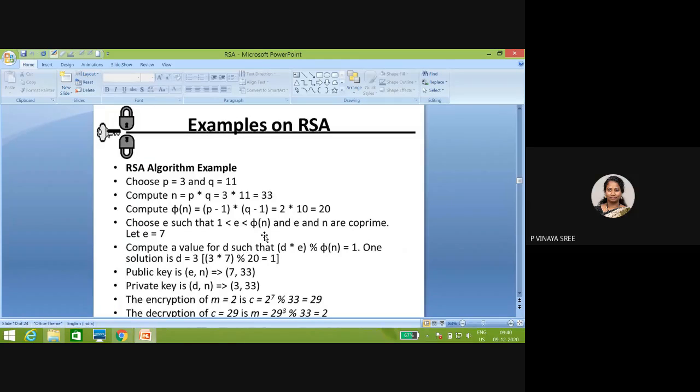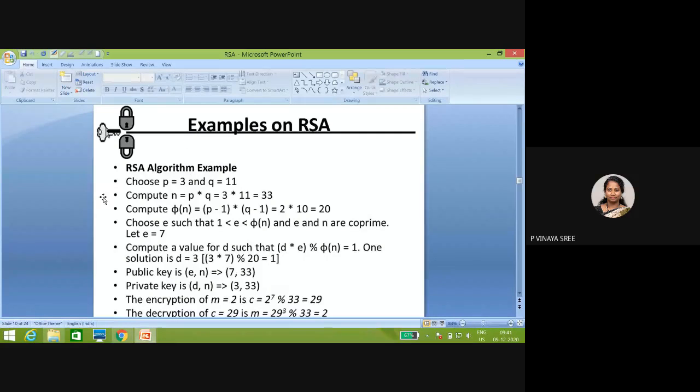Now let me start with an example. I'm selecting two prime numbers: one is 3 and the other one is 11. RSA algorithm example: choose two prime numbers, P equals 3 and Q equals 11. Next, what are we doing? We are calculating n. Why? Because Bob has to share his public key and the n value so that Alice can encrypt with the public key. All these steps are done by Bob, the receiver, so that Bob will share a public key.